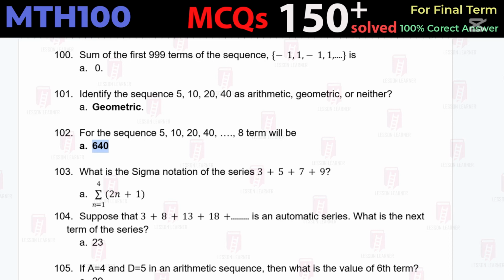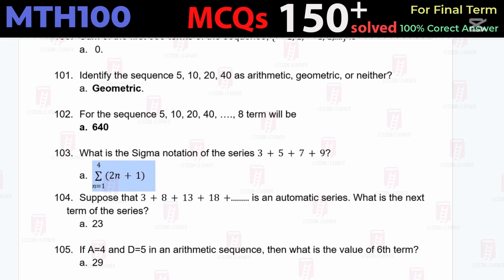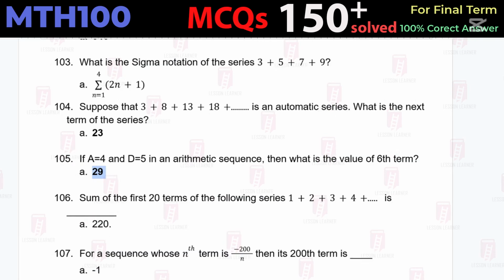What is the sigma notation of the series 3 plus 5 plus 7 plus 9? It's sigma n equals 1 to 4 of 2n plus 1. Suppose that 3 plus 8 plus 13 plus 18 and so on is an arithmetic series. What is the next term of the series? It's 23. If a equals 4 and d equals 5 in an arithmetic sequence, then what is the value of the sixth term? It's 29.